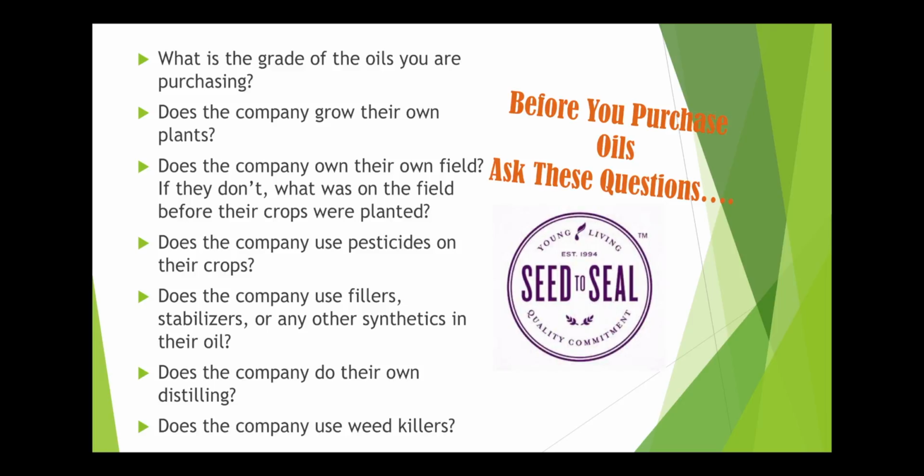Can they for sure tell you that there were no pesticides? Do they know what was on that land before they planted? Can they tell you whether or not the company or the distiller? Sometimes you might have a company that grows their plants and then sends it to a middle distiller, a middleman, and that distiller may still use fillers, stabilizers, or synthetics, or they might fill for another company that regularly uses that and it's on the equipment. So it's super important to know where your oil has come from.